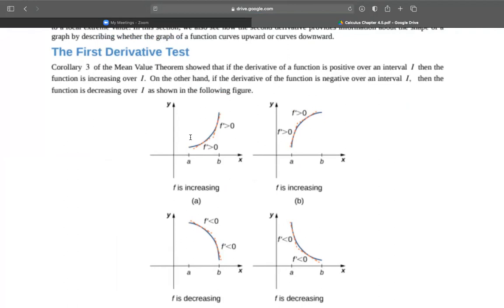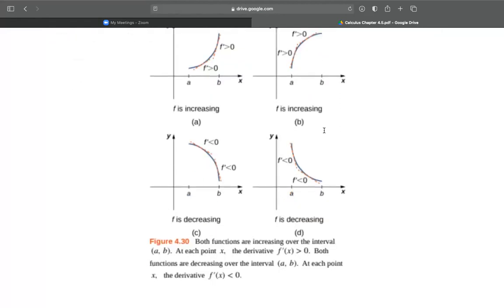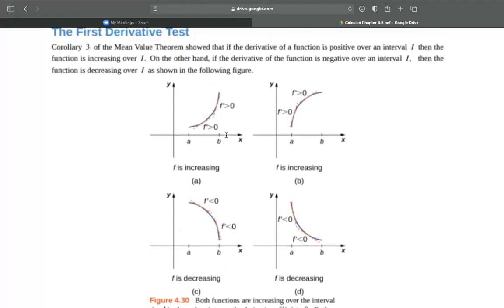Okay, so I told you how f prime relates to the graph of the function. When f prime is positive, then the function is increasing. For example, look at the figure 1a and b. So f prime positive, the function is increasing. F prime negative, the function is decreasing. But here, what is the difference between a and b? Both of them, the function is increasing, but the difference is the concavity.